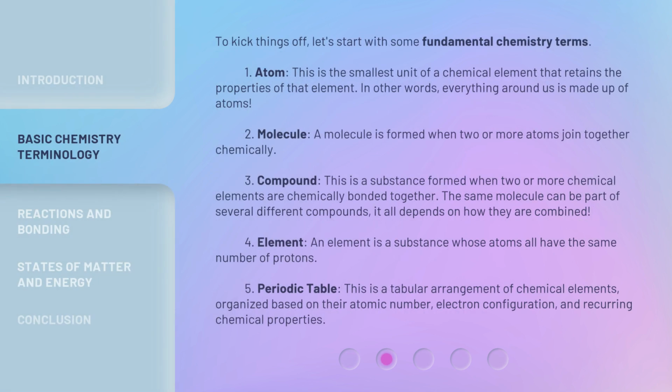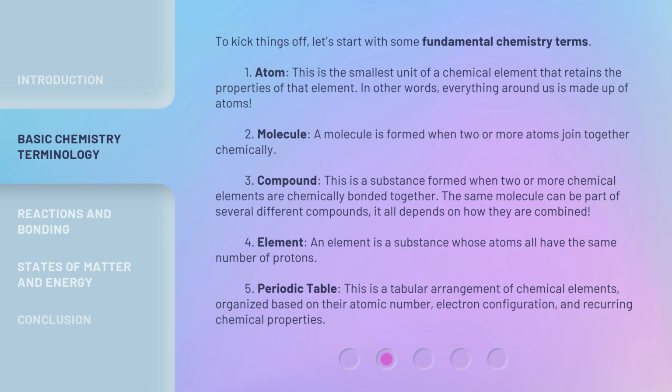To kick things off, let's start with some fundamental chemistry terms. 1. Atom. This is the smallest unit of a chemical element that retains the properties of that element. In other words, everything around us is made up of atoms. 2. Molecule. A molecule is formed when two or more atoms join together chemically.